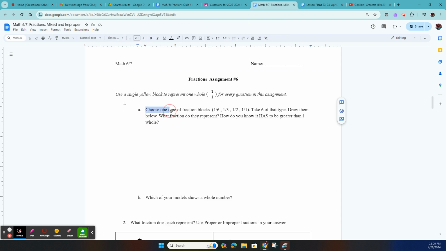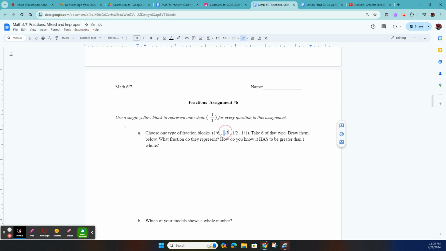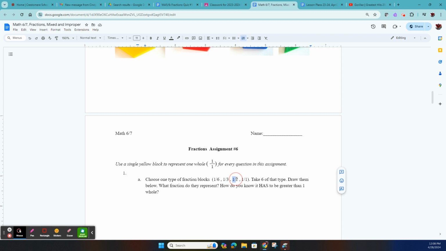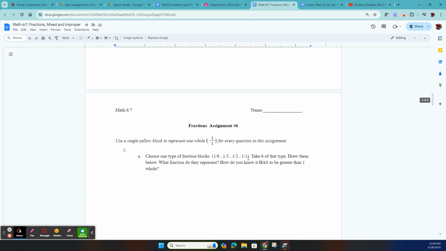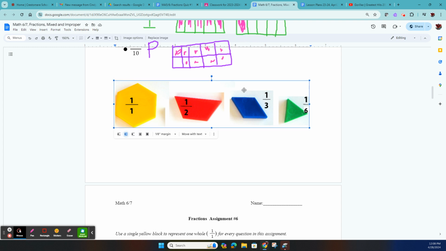So it says choose one type of fraction block. So 1/6, of course, that's our little triangle. 1/3, yep, that's the rhombus or the diamond. 1/2, our half hexagon or a trapezoid. And 1/1 is still represented by our hexagon. So there you go. If you need a reminder, it's up there. And you should still have your own shapes to be using if you need to.